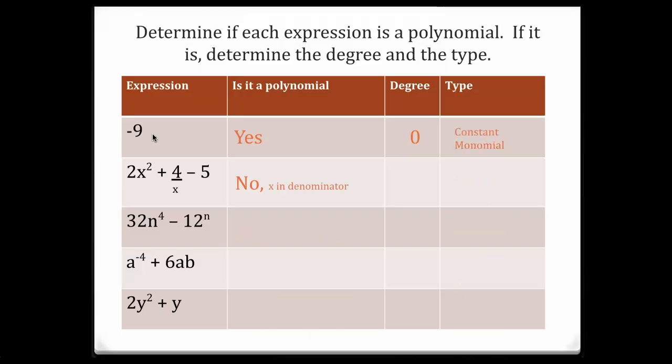Second one is not a polynomial because there's an x in the denominator. Third one is also not because there's an n, a variable as an exponent. This one has an issue. I have a negative exponent and that's not allowed. Last one, this one's good. It's a polynomial. The degree, how hot is it? It's 2. So we name it first name because it's 2 would be quadratic, 2 terms, binomial.